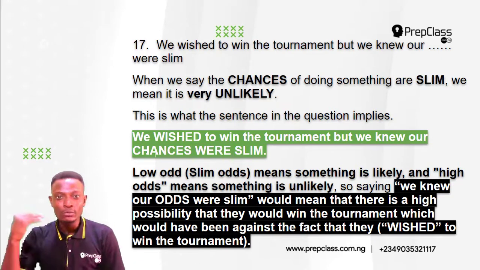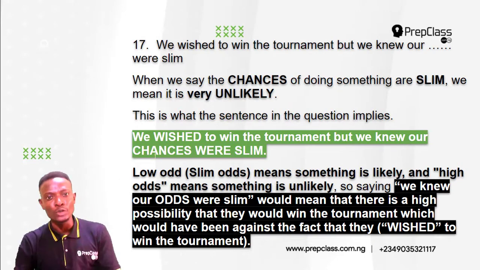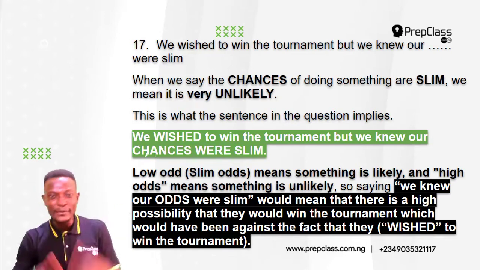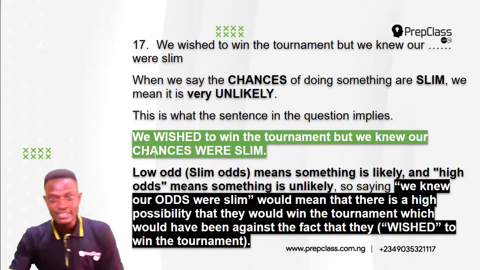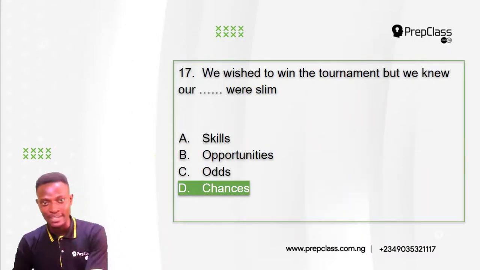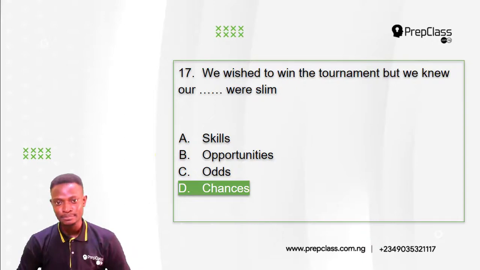We cannot say we wished to win the tournament, but we knew our odds were slim. If the odds were slim, then it is very likely that they will win the tournament. But if the chances were slim, it is very unlikely that they will win the tournament. So the answer is option D. We wished to win the tournament, but we knew our chances were slim.